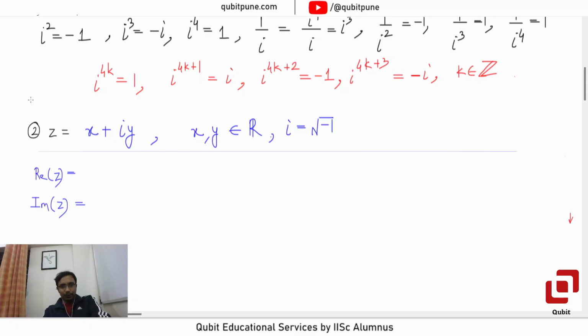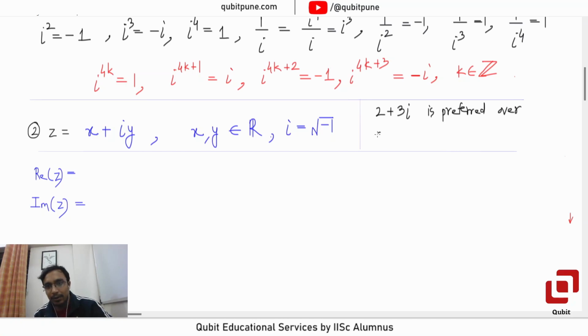You may know this, but I'll just add one point here. When we use letters to denote a complex number, we always write i first and then the imaginary part. But we always write the number first and then i if it is a number. So 2 plus 3i is preferred over 2 plus i3, but x plus iy is preferred over x plus yi.